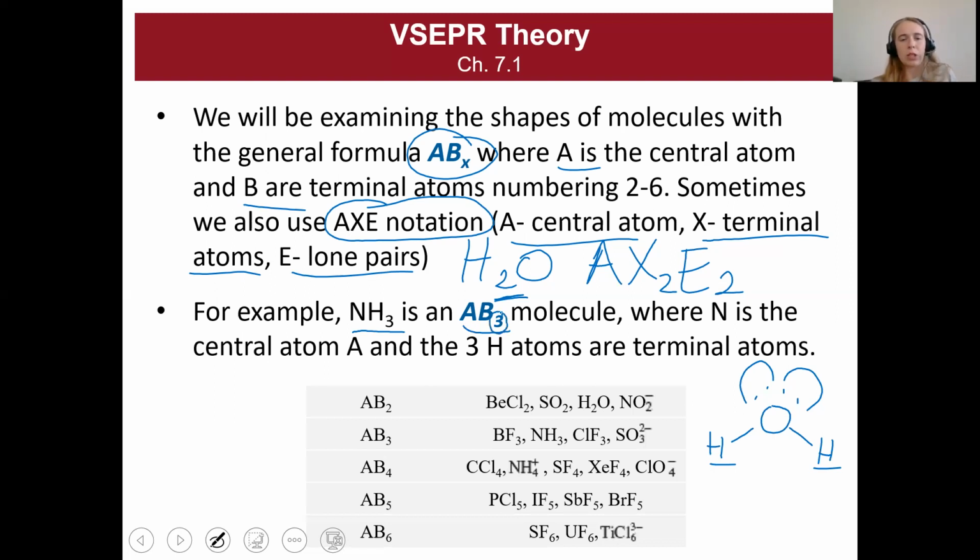Using this notation, we can describe lots of different molecules or polyatomic ions, and we can describe their shape all using this notation instead of each individual instance of whatever they are. So this table comes from your book, where you can see some examples of AB2, AB3, AB4, AB5, and AB6. We're going to see what all of these look like in their 3D geometries today.